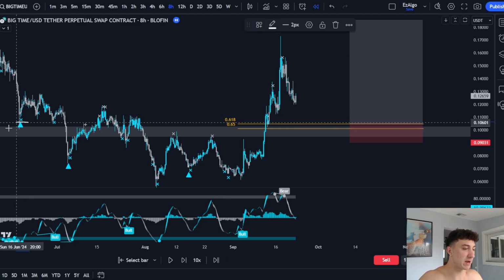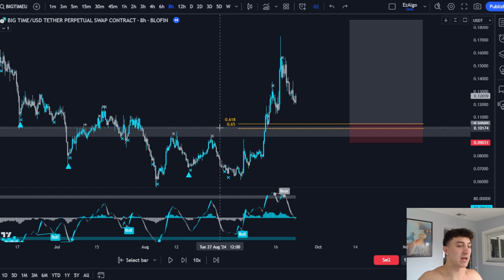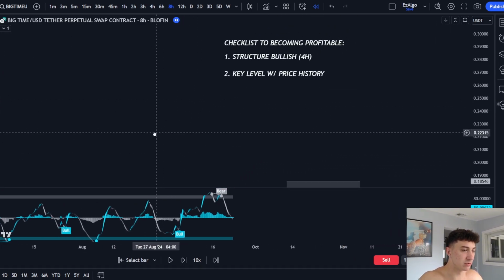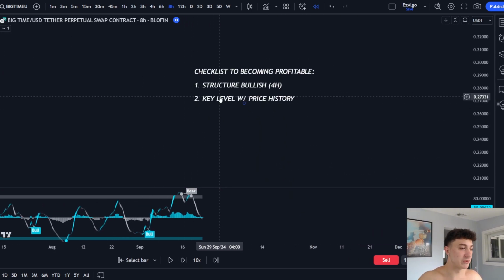If price has respected from a certain level or zone multiple times in the past, odds are if we test this level again, we will see a reaction, okay? So that is number 2 on the checklist. Make sure that the levels have price history.